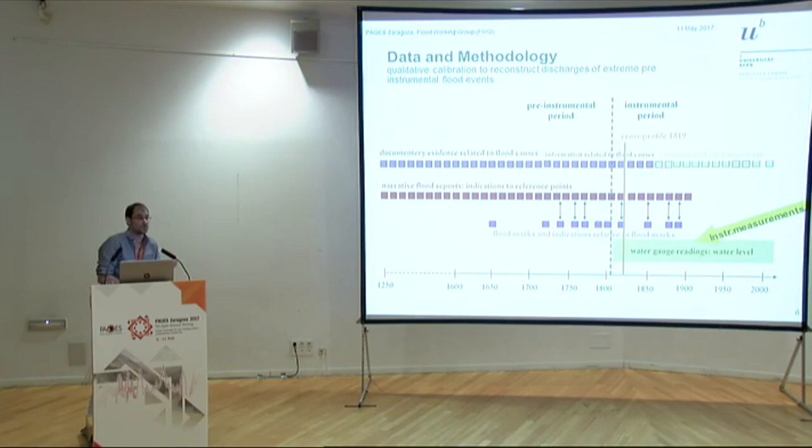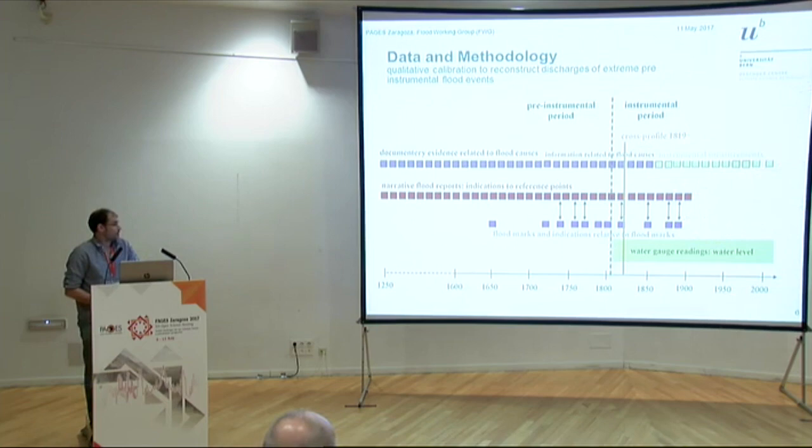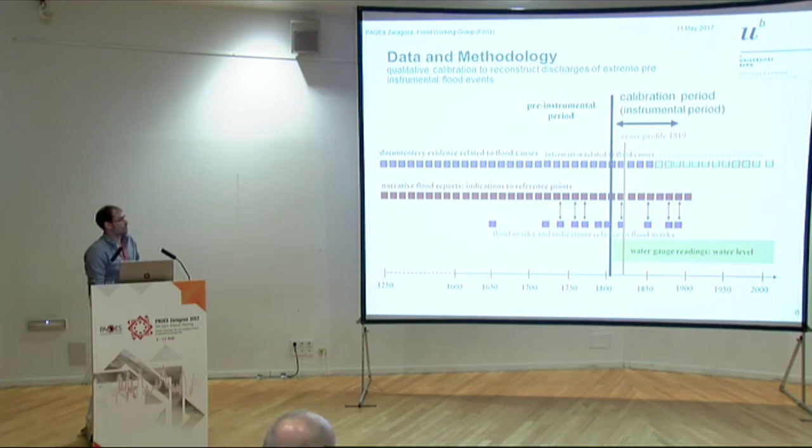Then we have here in blue flood marks, in red flood reports from chronicler reports or journals, and additional information to flood causes, which are here instrumental, and the further back you go in time, the more these are narrative reports again. You see here that we have an overlap in those cases between the pre-instrumental flood information systems, so flood marks, narrative reports, and this documentary evidence related to flood causes, and the instrumental measurement. And we use this to calibrate the pre-instrumental flood information systems.